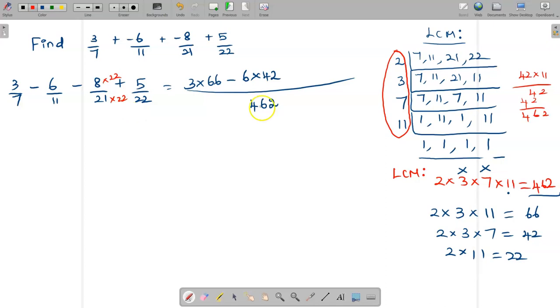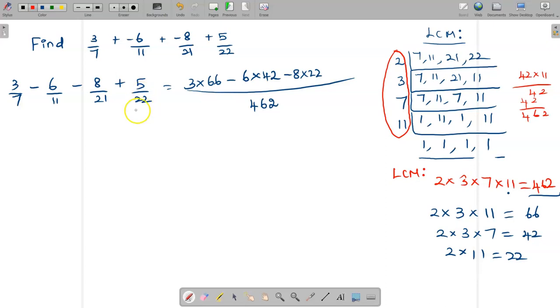So, 21 into 22 is 462. So, numerator I should write minus 8 into 22. So, that we have to write in the numerator. So, minus 8 into 22. Similarly, for the last term, we need to find out the value. So, what is the value we have?